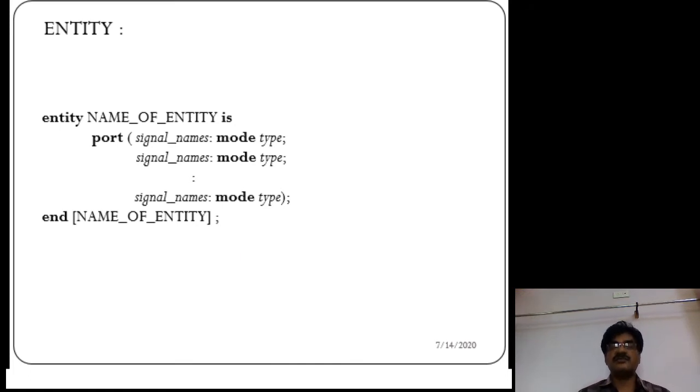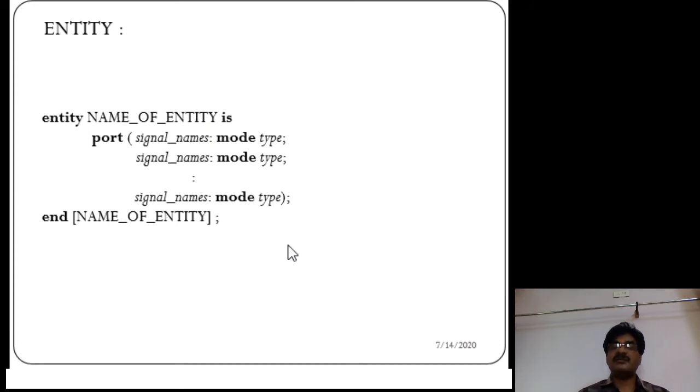Okay, it starts with the word entity, then the entity name, which is a user defined name. The next line, port of user defined signal names colon modes. Mode represents the direction with different words. You can see what types of modes are available, and then types. Type represents what type of data the signals can accept.